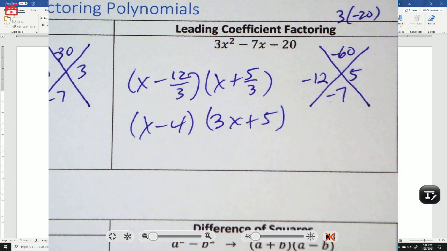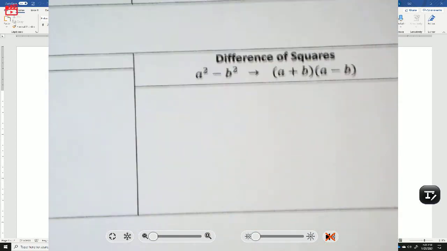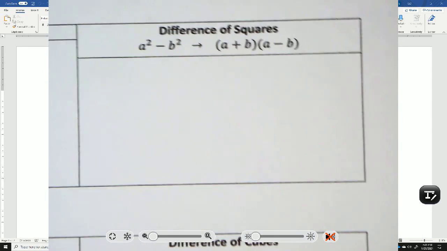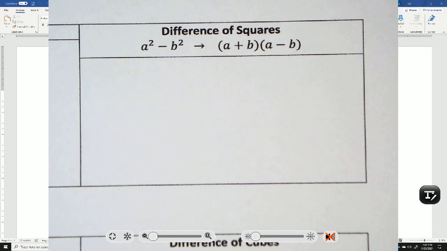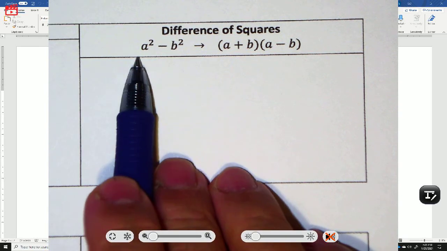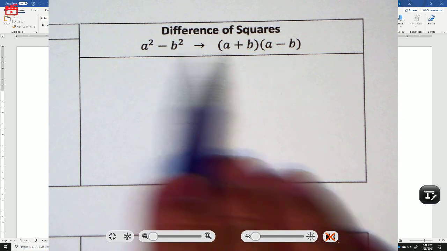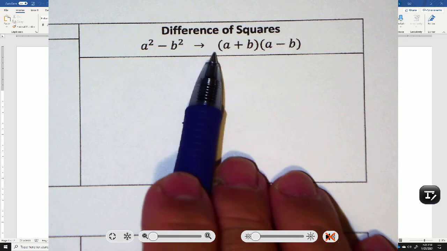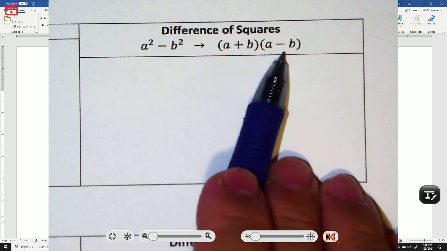Now I'm going to go to this box here, because this is not new. We've done this before. a squared minus b squared. So it's a perfect square minus a perfect square. The factored form looks like this: square root plus square root, minus square root. Okay? So here's an example.